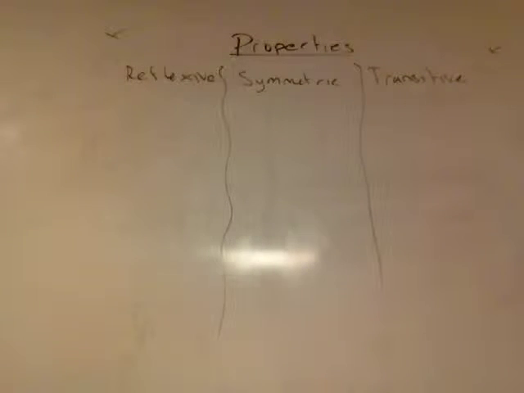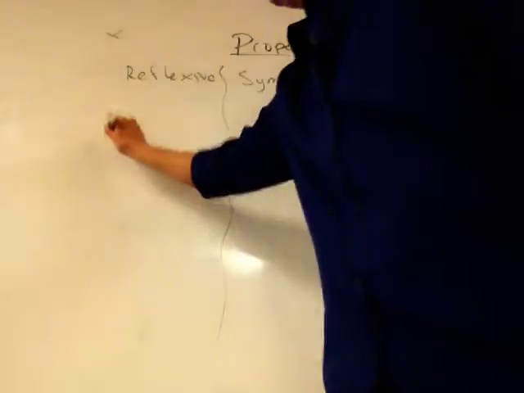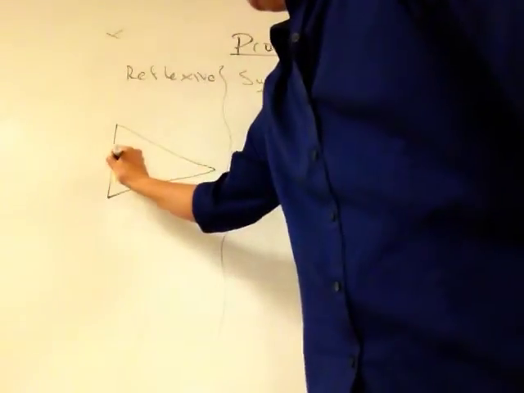All right, so the next thing we're going to take a look at are properties of shapes. The three big properties we're going to take a look at are reflexive, symmetric, and transitive. So let's take a look, for example, at some shapes that share a side.